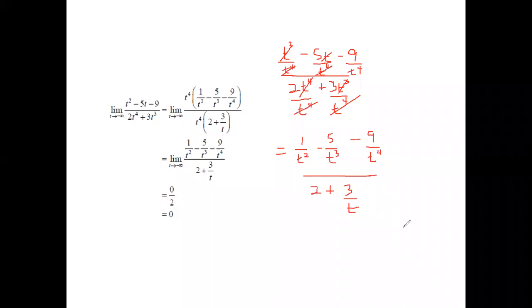Okay, good. Now, the reason why we are confident in this is we know that 1 over infinity is equal to 0.